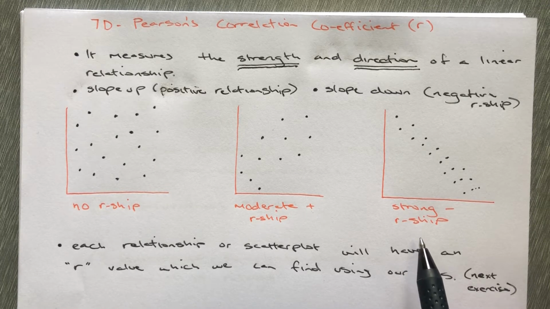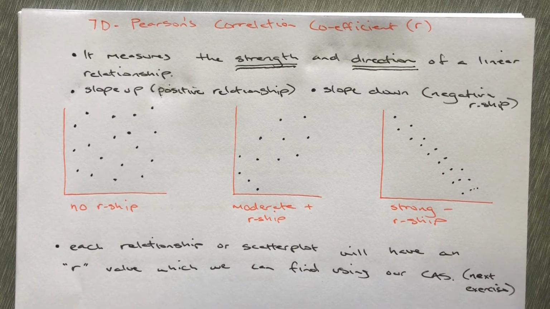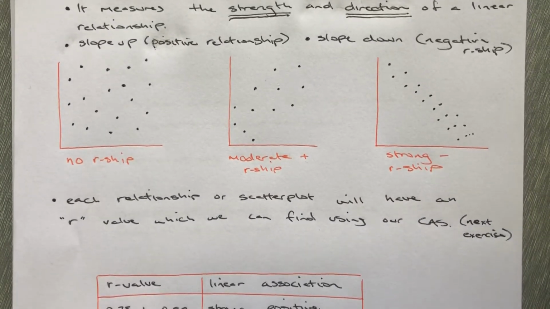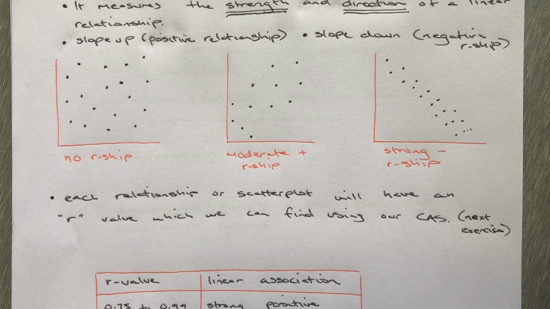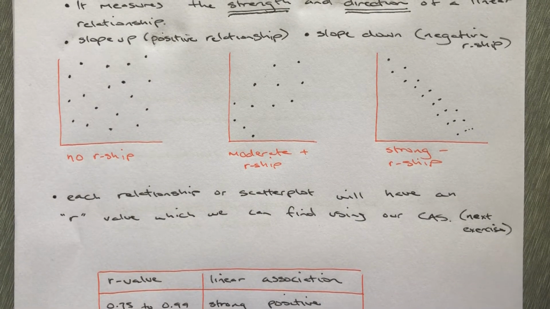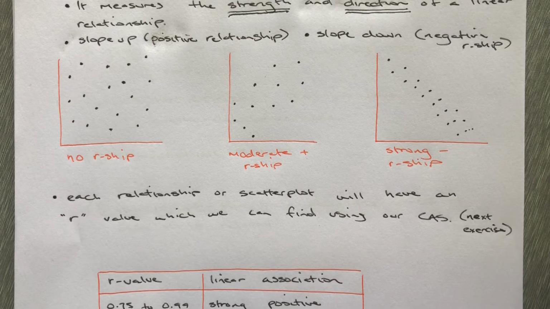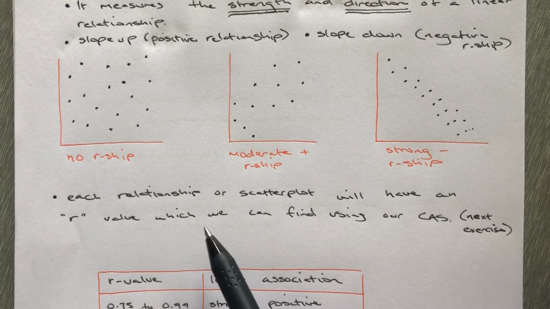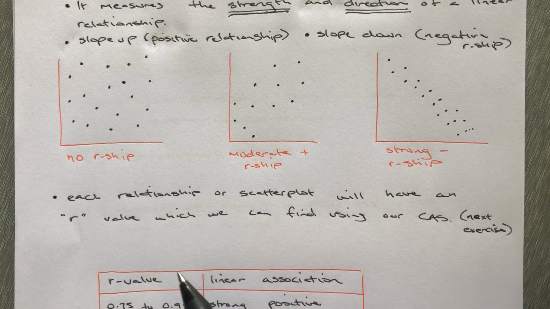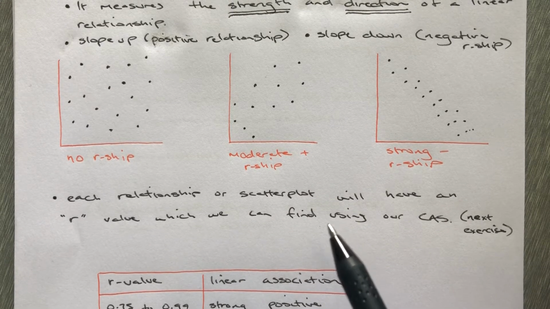Now, you might be wondering, but what's that got to do with R value? We can find out what the R value is, and that tells us what sort of relationship the two variables have to each other. Now, we're not going to be finding out what the R value is for ourselves just yet. That's what we're going to do next lesson. We're more so just interpreting what different R values mean. Each relationship or scatter plot will have a certain R value which we can find using our CAS, as I said just before.